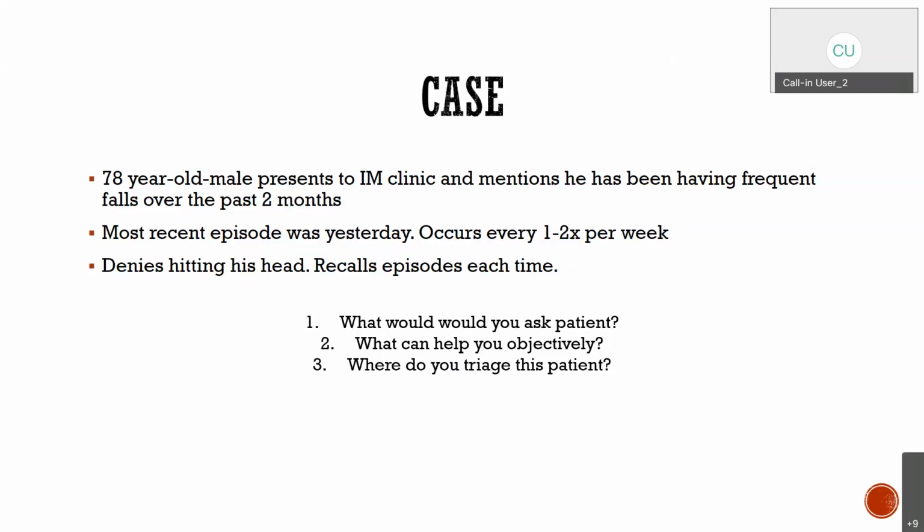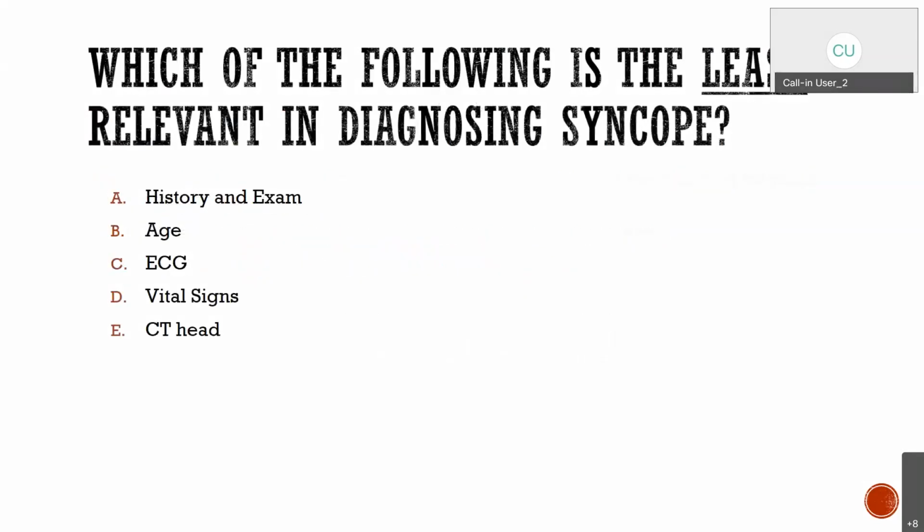A lot of times we're spending money on tests, especially CAT scans and echocardiograms, that are not necessary in someone that comes in with syncope. So this is probably a pretty easy question, but which of the following is the least relevant in diagnosing syncope? H&P, age, ECG, vitals, or CT? Yeah, CT, I think I heard softly.